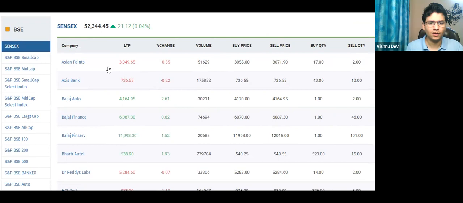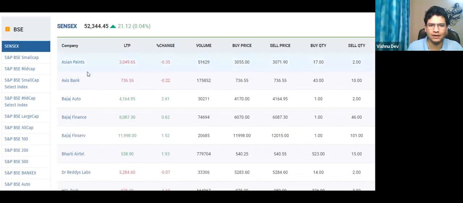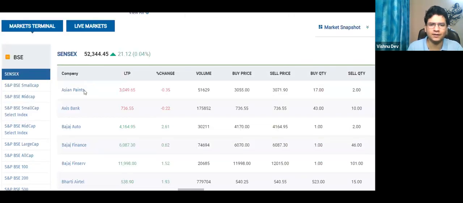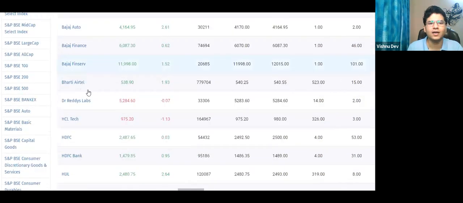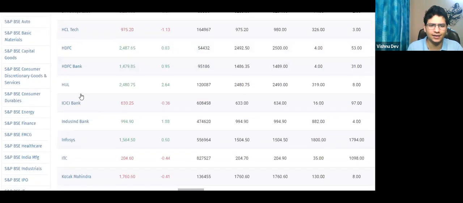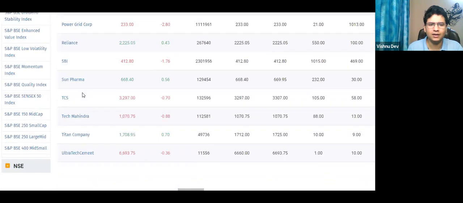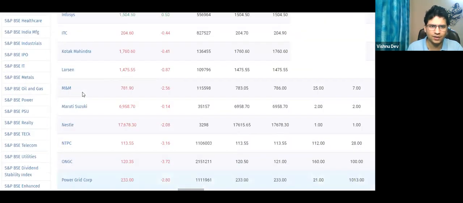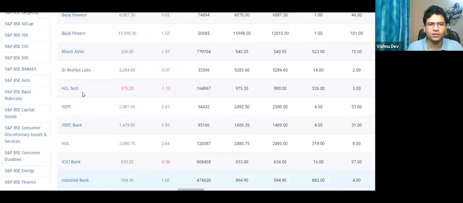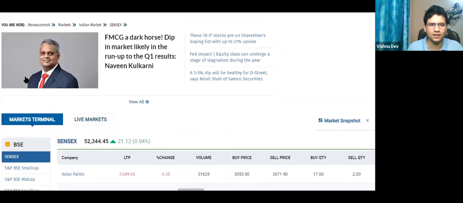Nifty is just a group. For example, this is Sensex. See, Sensex has these companies: Asian Paints, Axis Bank, Bajaj Auto, Bajaj Finance, Bharti Airtel, Dr. Reddy's, HCL. So this is the list of companies in Sensex. There's no JSW, so JSW is not in Sensex. And this Sensex is of BSE.